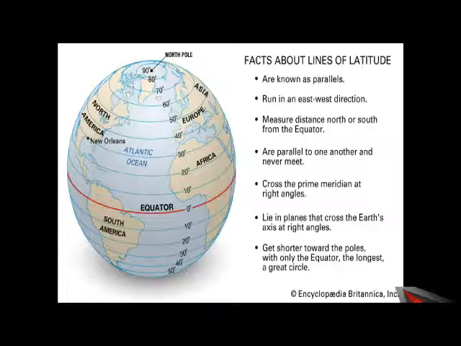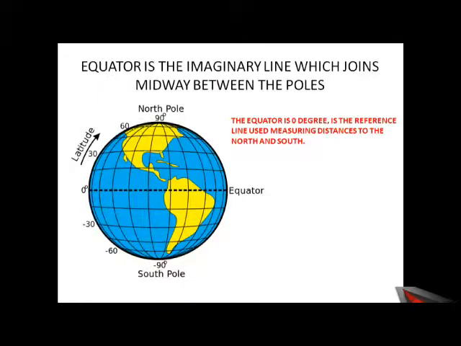Let's look at some important facts about the equator. The equator is an imaginary line which lies midway between the poles. The equator intersects the earth's axis at a right angle. The equator is 0°, the reference line used for measuring distance north and south. The equator divides the earth into the northern and southern hemispheres.